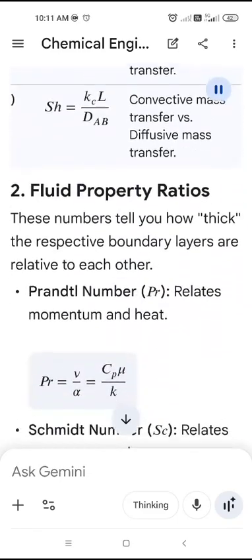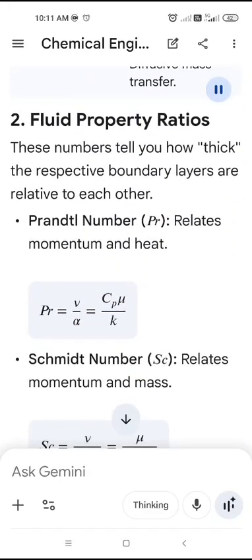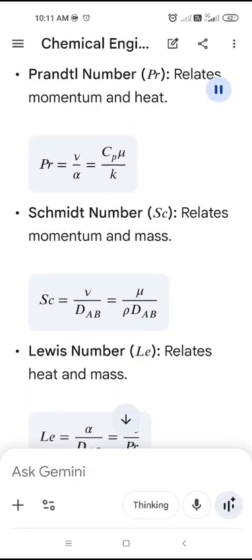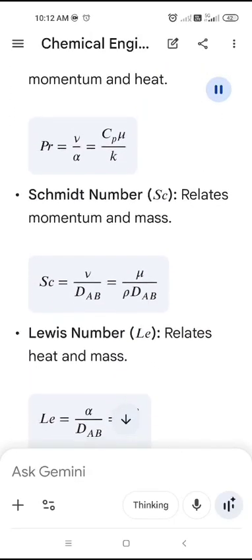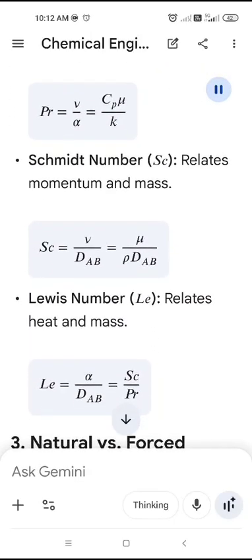2. Fluid property ratios. These numbers tell you how thick the respective boundary layers are relative to each other. Prandtl number, Pr, relates momentum and heat. Schmidt number, Sc, relates momentum and mass. Lewis number, Le, relates heat and mass.